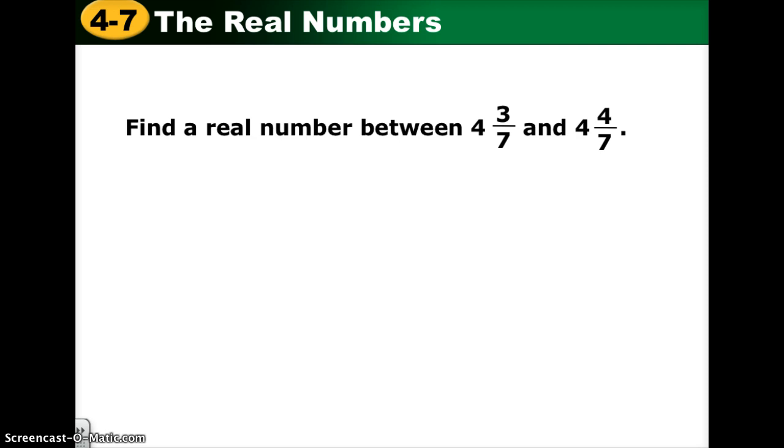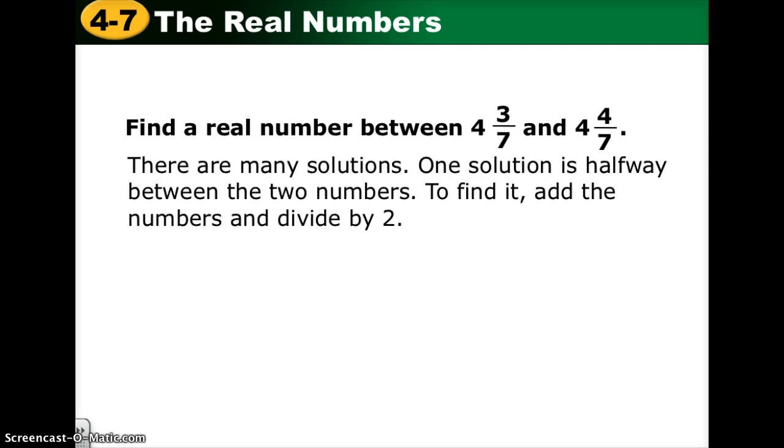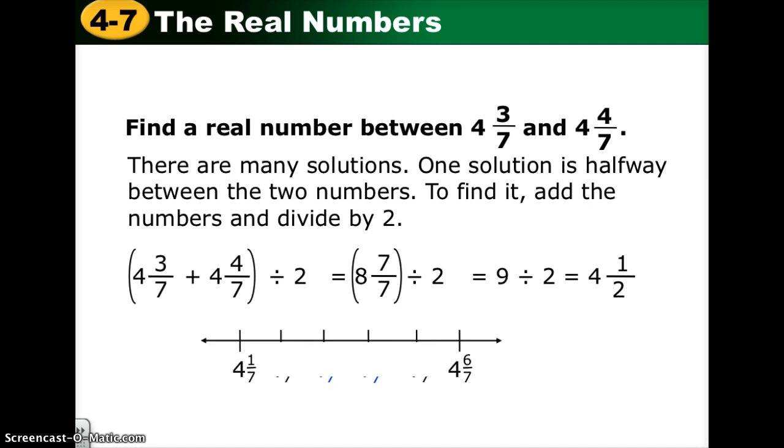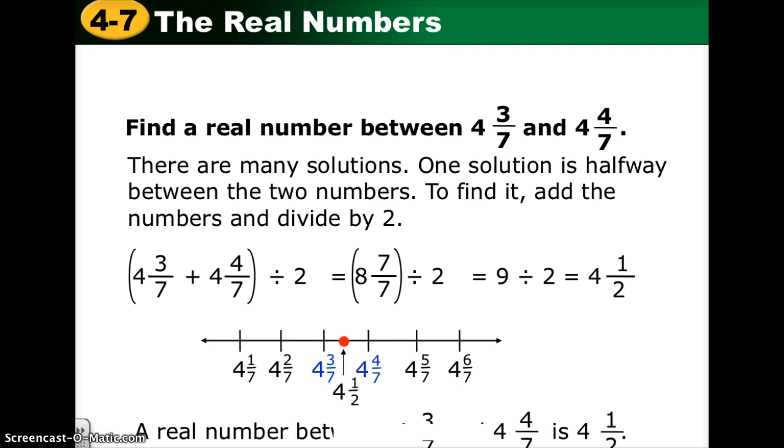Let's try another one. Find a real number between 4 and 3/7 and 4 and 4/7. So one route is to divide the two numbers once you've added them together. So add them up: 8 and 7/7 or 9. 9 divided by 2 is 4.5. That would be between the two values.